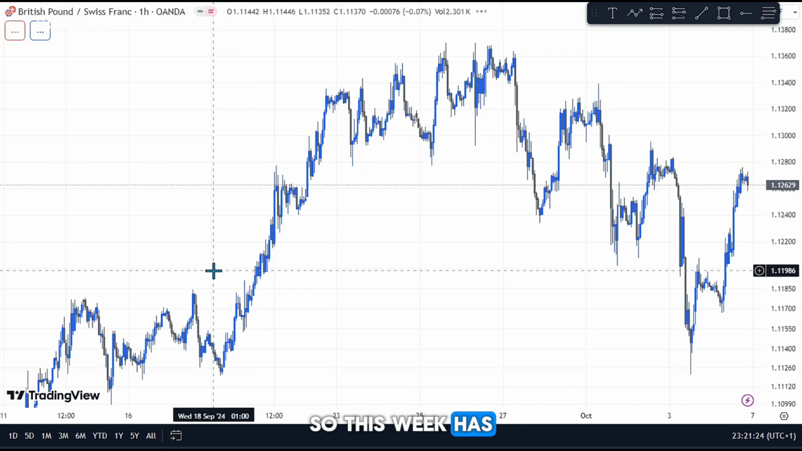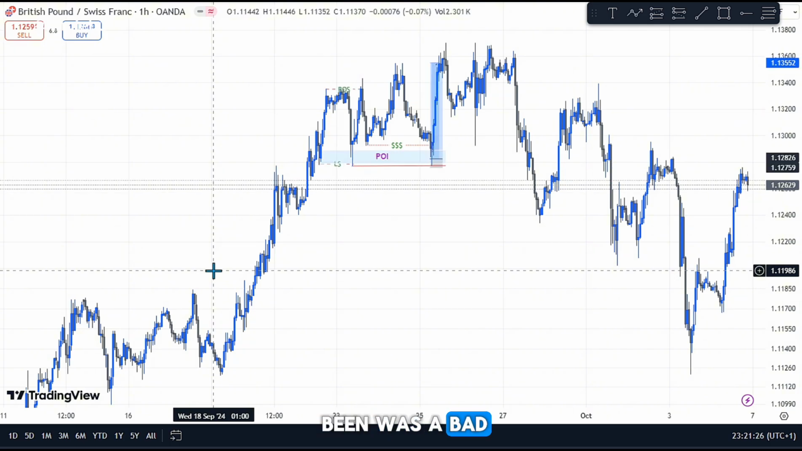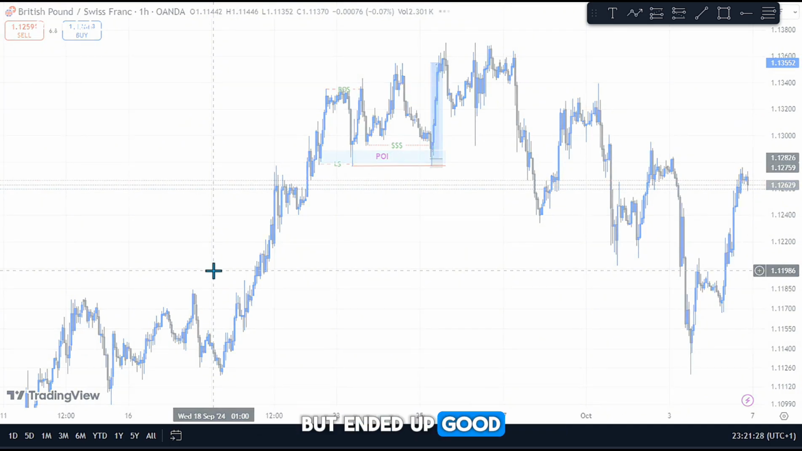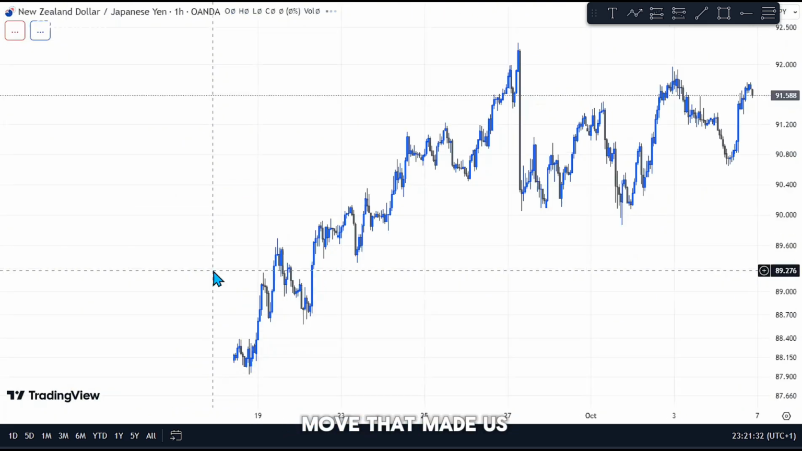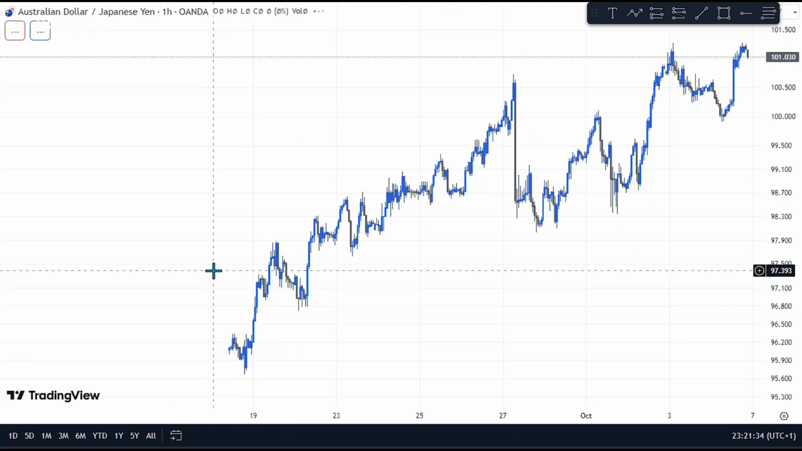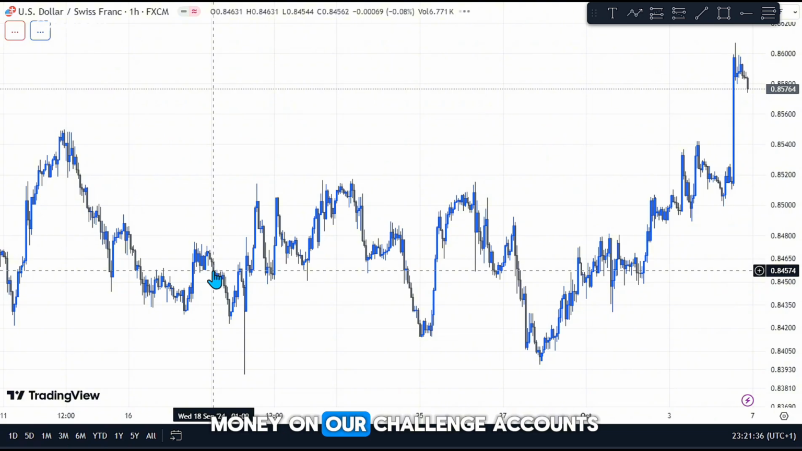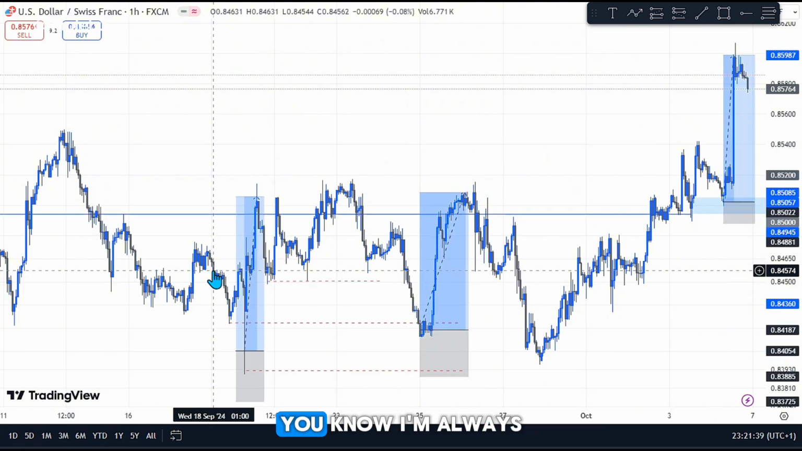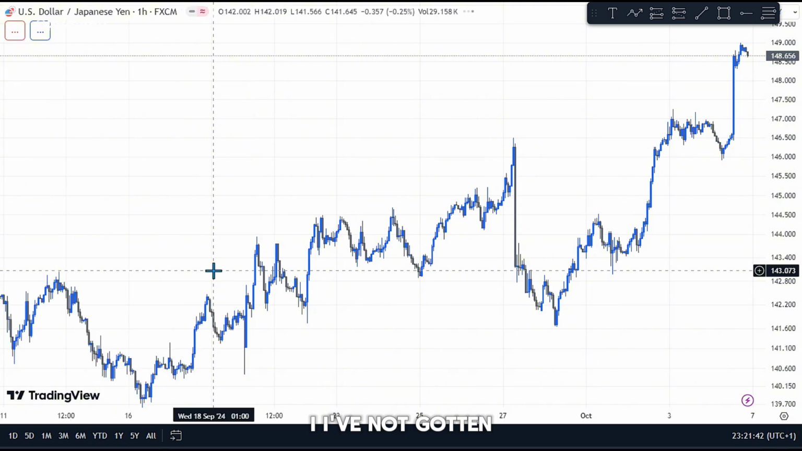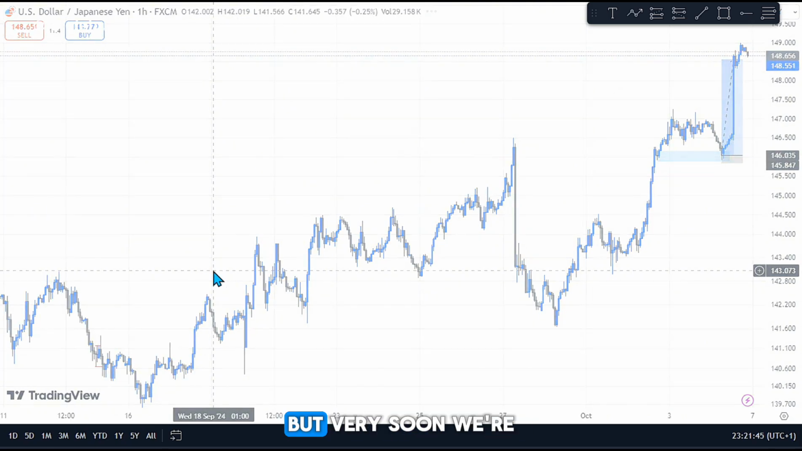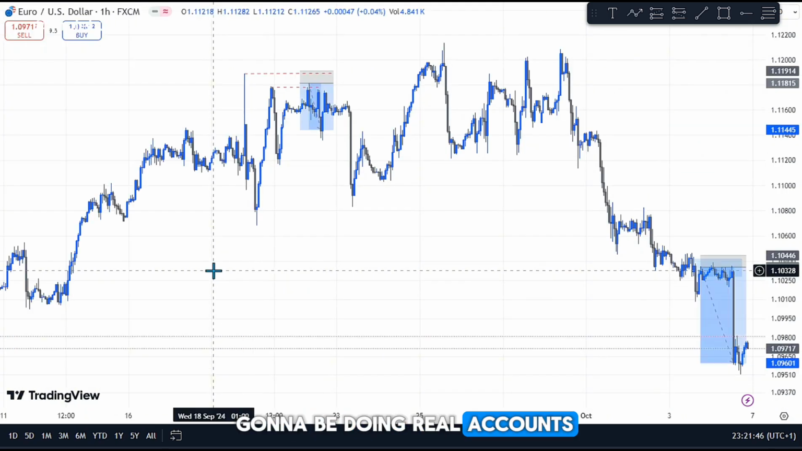So this week was a bad trading week from the start, but ended up good because on Friday we caught a certain move that made us some little amount of money on our challenge account. I'm always doing challenge accounts. I've not gotten to real accounts yet, but very soon we're going to be doing real accounts.